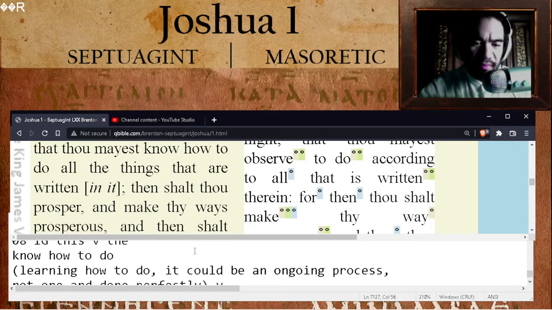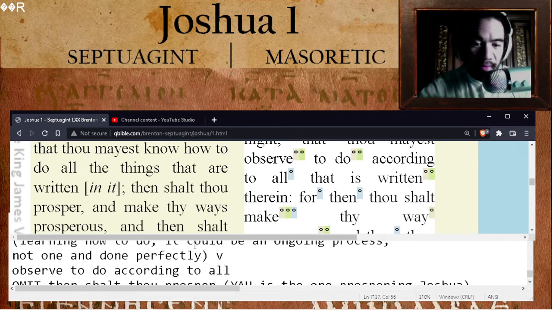So this is learning how to do. It could be an ongoing process, could be that. It's not just doing it once and doing it perfectly like a Mary Sue or a Johnny whatever. Johnny Sue, if there's such a word. Johnny Perfect. Versus to observe to do all that is according to all that is written therein.